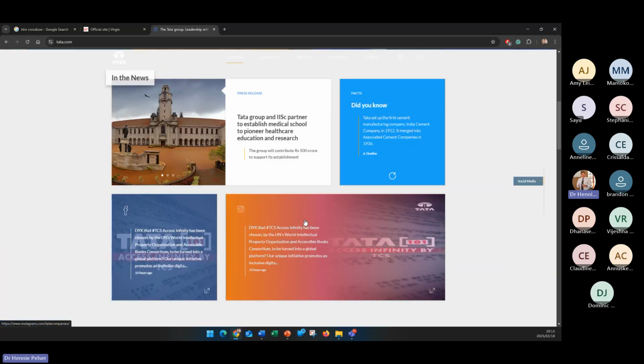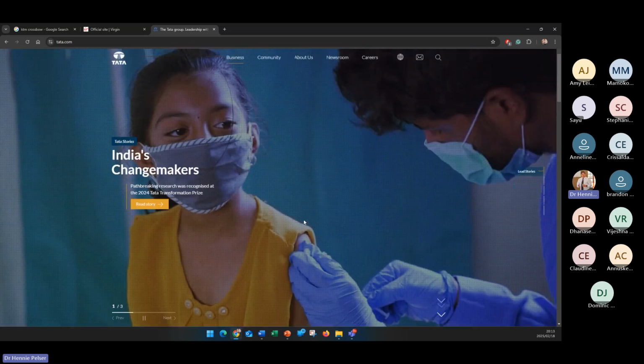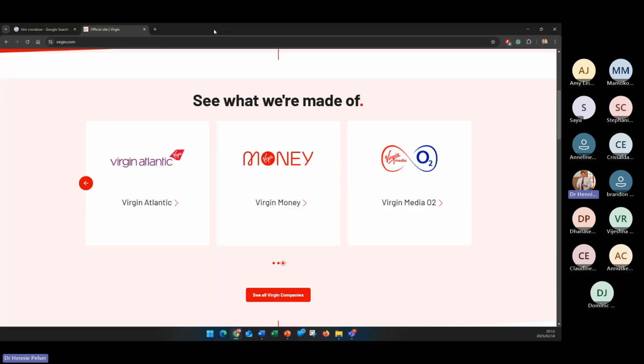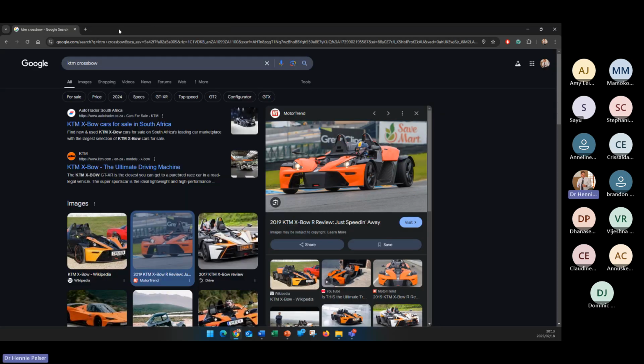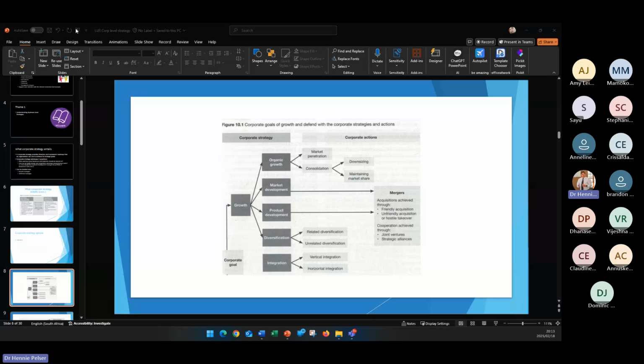They also own tea farms. They own heavy steel works. At some point, they ran the official airline for India. When you move away from your core technology, you have unrelated diversification. Does that make sense?